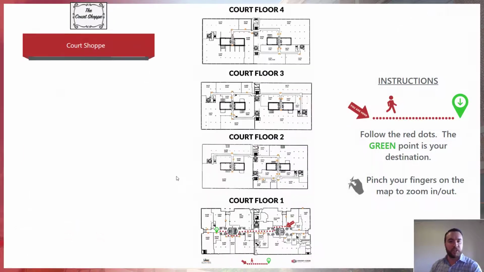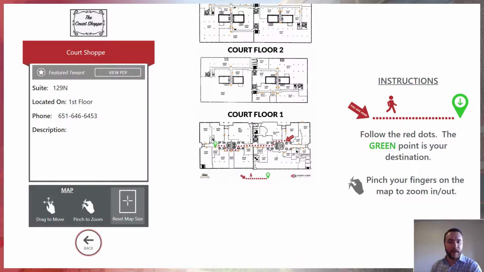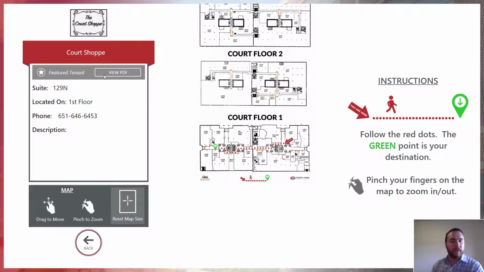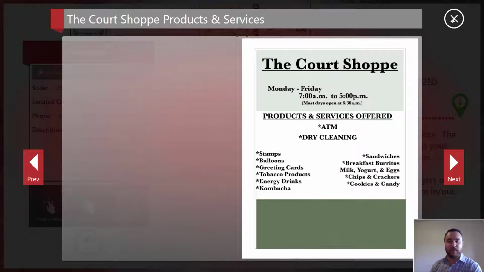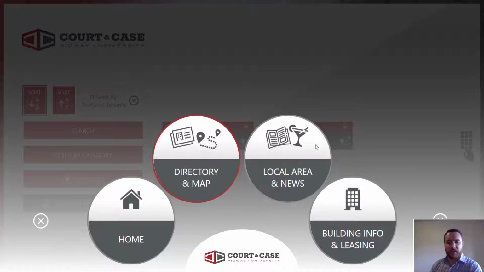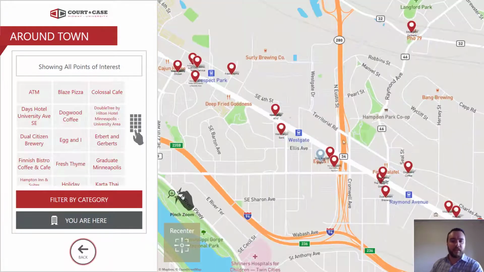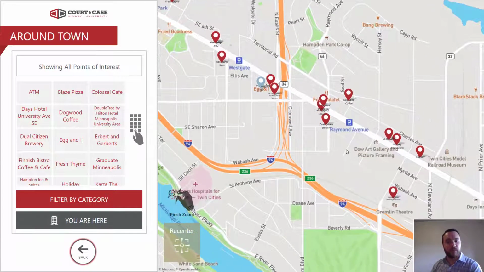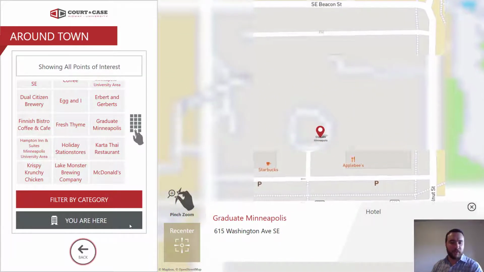In this case, we'll touch on Court Shop. You'll see a nice route for how to get there with this multi-touch map, which is simply a JPEG. As a featured tenant, they get a little extra feature, which is to show a PDF. Now let's jump into the other part of their CMS, which is the area map here, which shows other areas or points of interest in Minneapolis where this building is. So people can then do the same thing, filter different points of interest.